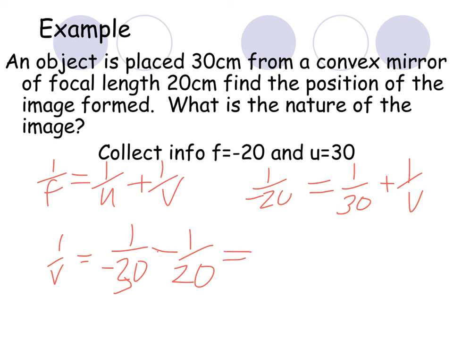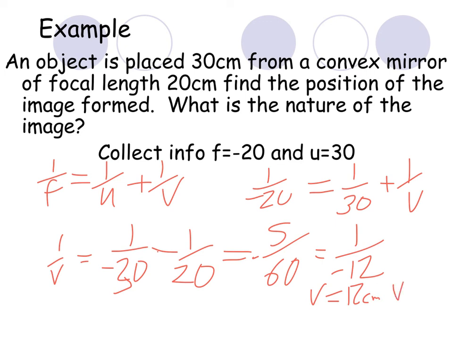Okay, well, it's still over 60, but now you've got minus 5 over 60, minus 5 over 60. Just do it on the calculator. Don't try and remember it, which is the same as 1 over minus 12. So V is equal to 12 centimetres, but the minus makes it virtual. Perfect.